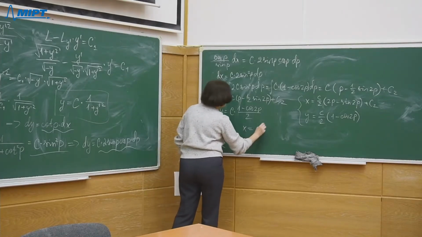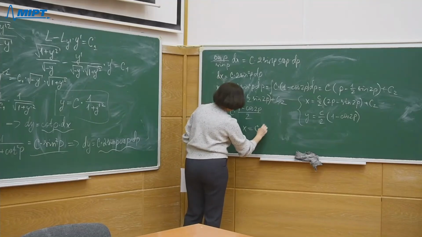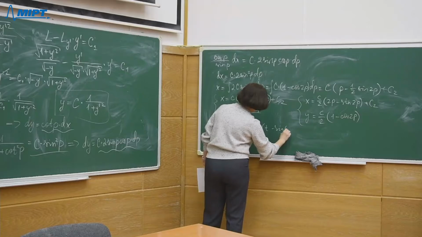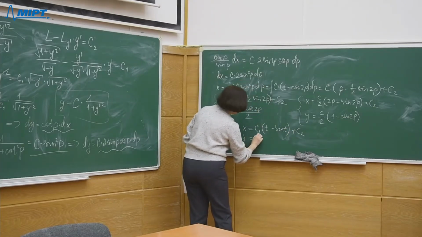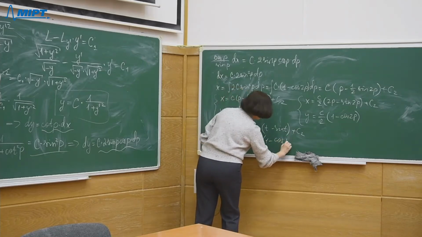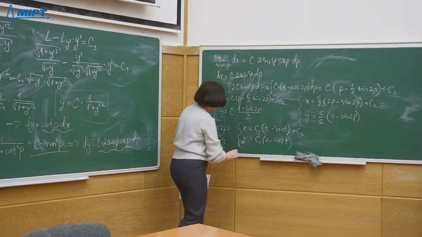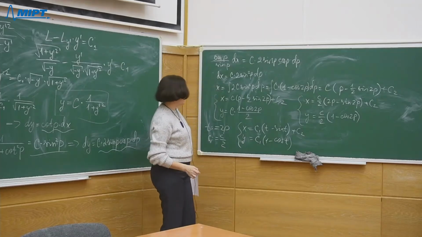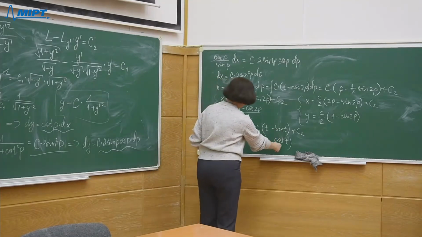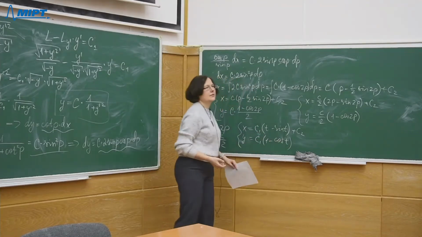Then we will get the equations x equals c1 times (t minus sine t) plus c2, and y equals c1 times (1 minus cos t). And this is exactly the parametric equations for the cycloid: x is t minus sine t, and y is 1 minus cos t.